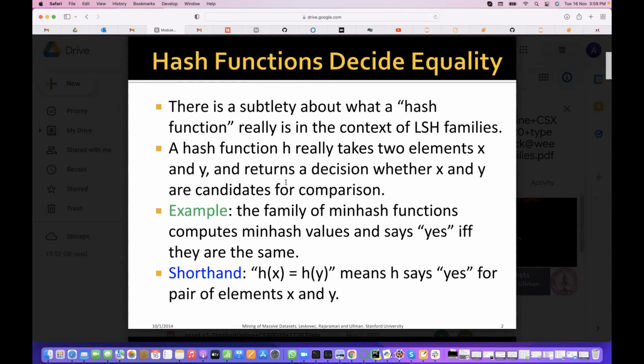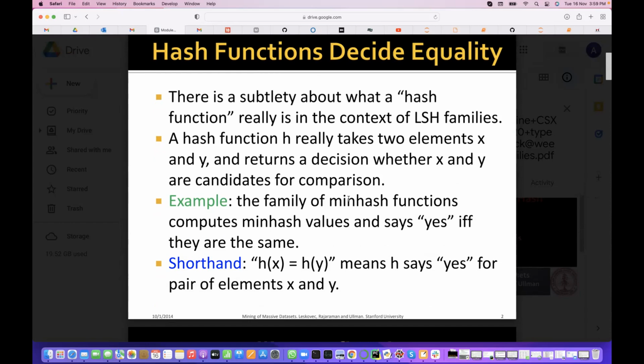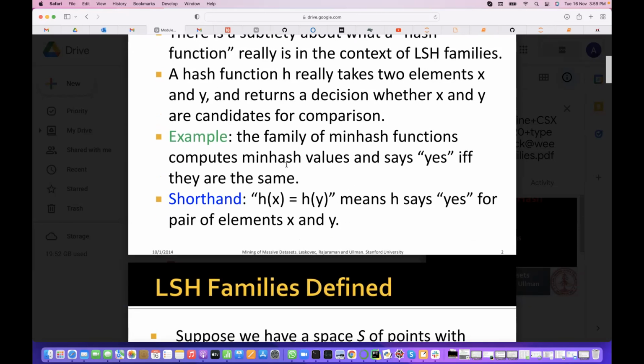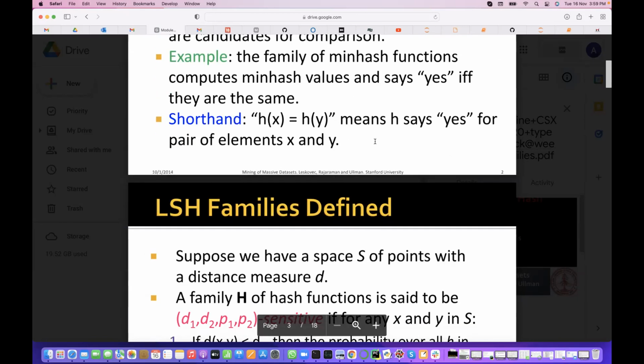Then hash function H really takes two elements X and Y and returns a decision whether X and Y are candidates for comparison. We are not saying that if they fall into the same bucket, they are the same. We are saying that the pair is to be probed further. That means they are candidates to be checked whether they are similar or not. Example, the family of min hash functions computes min hash values and says yes if and only if they are the same. Shorthand: h(x) = h(y) means H says yes for the pair of elements X and Y, meaning they are to be probed further for equality.